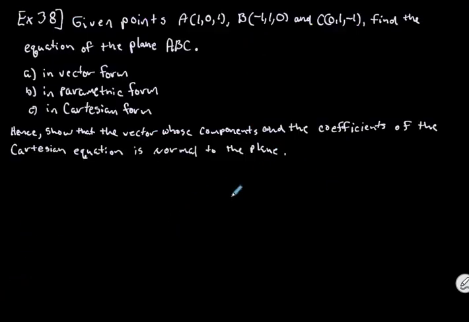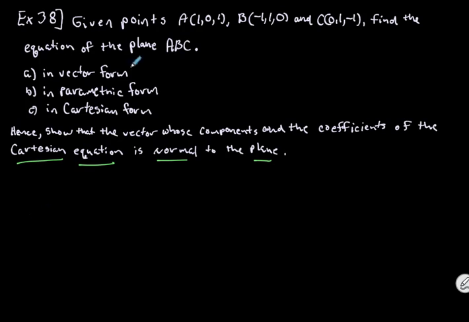So, in our example 38, it says given the points A (1, 0, 1), B (-1, 0), and C (0, 1, -1), find the equation of plane ABC that these points are on, and we want to find it in vector form, then in parametric form, and then Cartesian form, and then hence show that the vector whose components are the coefficients of the Cartesian equation is normal to the plane, right? So we'll get to that in a sec. But first, let's do the first one.